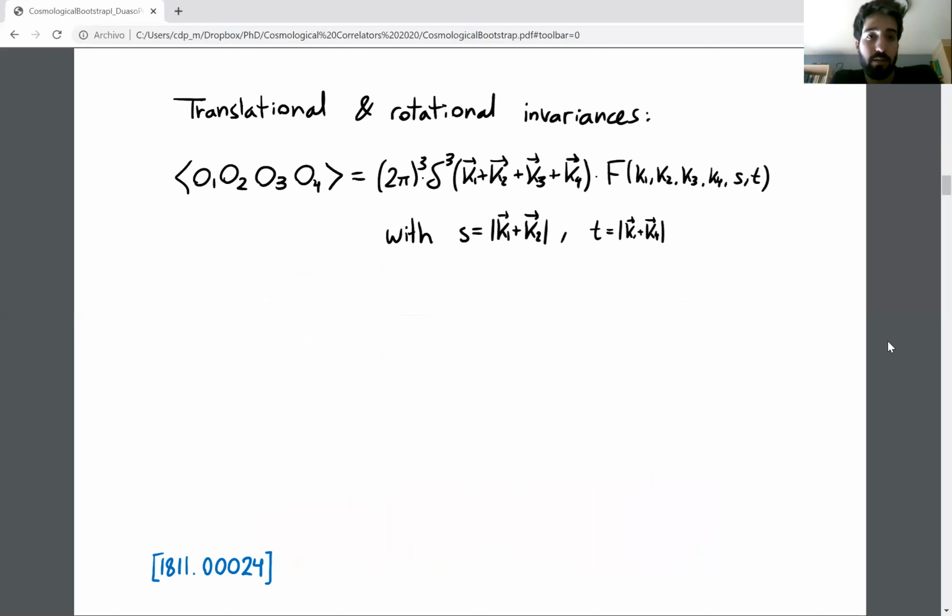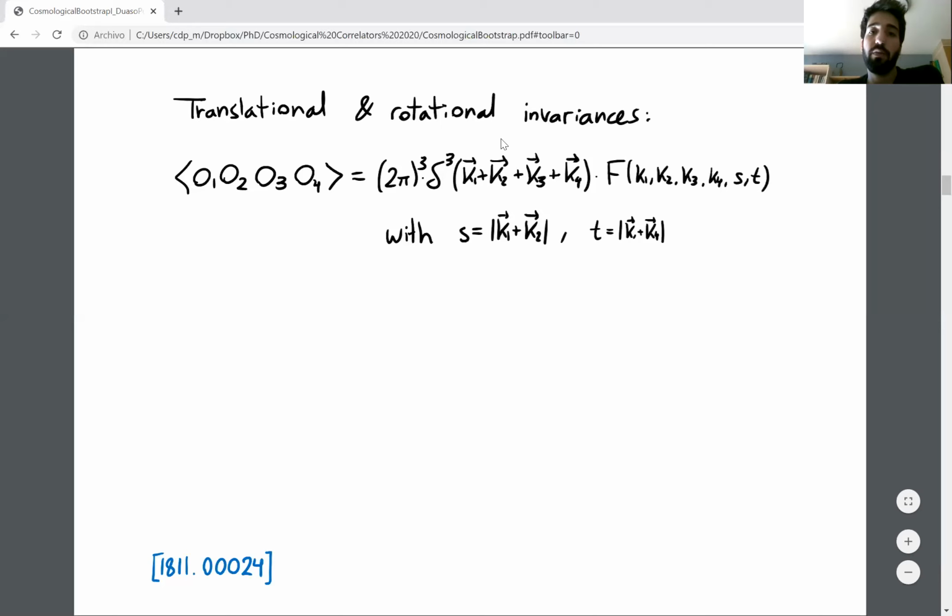Okay, so let's start by seeing how one uses these conformal symmetries in order to constrain the correlators. So we are doing cosmology. This means that we have the translational, rotational invariances, and in order to leverage this, we are going to work in momentum space, of course. So if we think, for example, about the 4-point correlator of scalars. These fields O are all scalars.